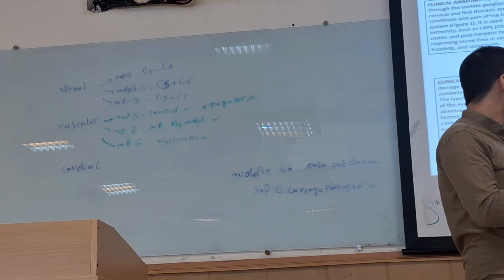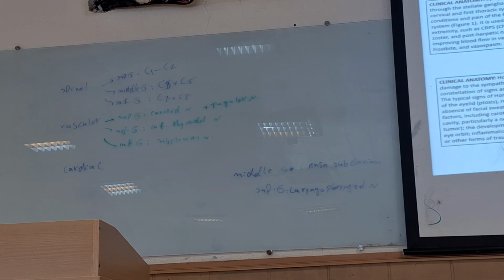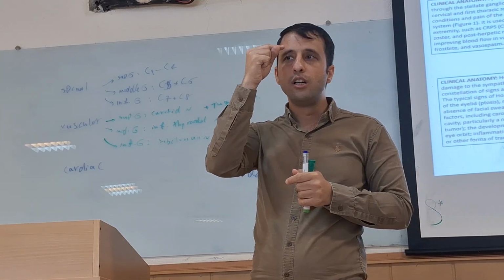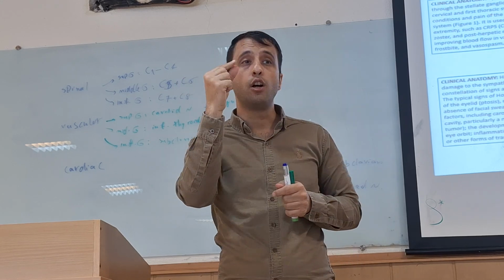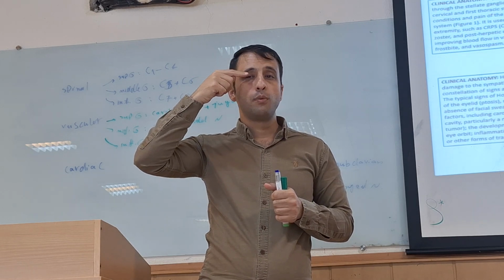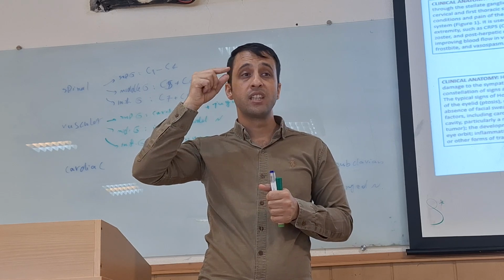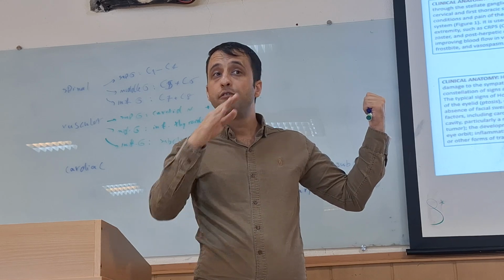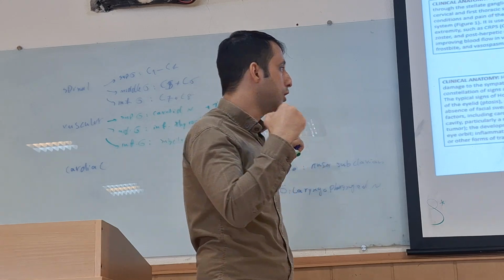For example, one of the signs of Horner syndrome is ptosis. What is ptosis? Ptosis is depression of the eyelid, the upper eyelid. Why? Because some of the fibers of the levator palpebrae superioris muscle, here we have it, are innervated by sympathetic nerve. If we cut this sympathetic nerve, we have ptosis. Okay, so it is one of the signs of this.